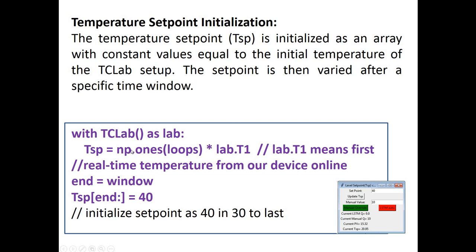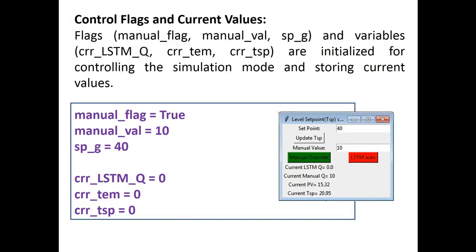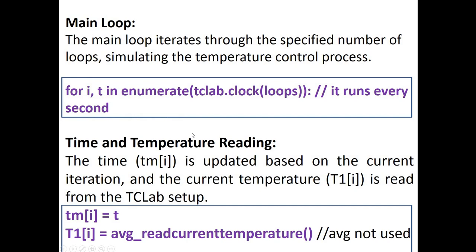initial temperature of the TCLab. See that this is how you start the TCLab library. So you can read lab.T1, which is nothing but the real time temperature each second. Now you can have certain flags to make it green and different values to put this, where you want to know whether it is in manual mode or auto mode, some basic things are there. Then the main loop starts. You are going to start the loop every second. It is going to run every second.